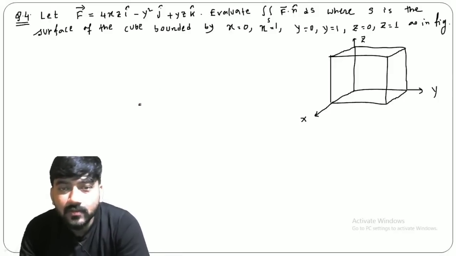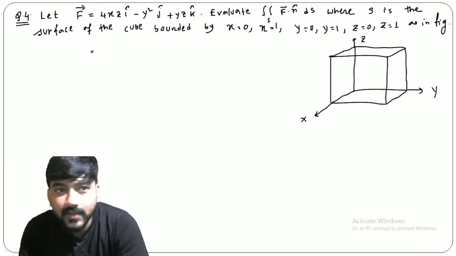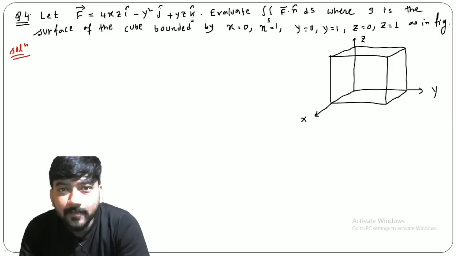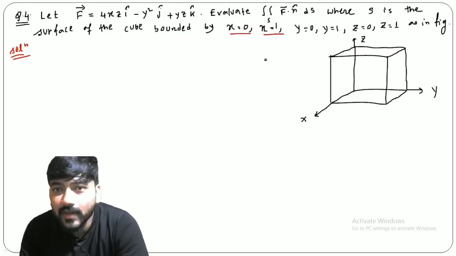Dear students, now let me solve the next surface integration. Okay, so here the question is: let F = 4xz i cap minus y² j cap plus yz k cap. Evaluate the integral of F dot n cap dS, where S is the surface of the cube bounded by x = 0, x = 1, y = 0, y = 1, and z = 0, z = 1. That means 6 surfaces are there.